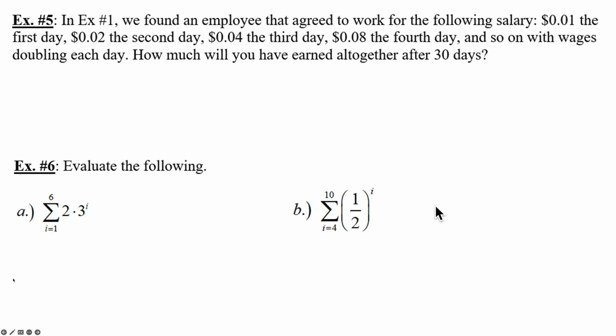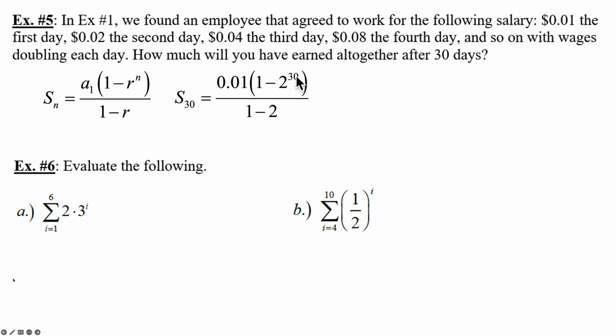Example 5: in example number 1, we found an employee who had an incredible salary setup. So how much will they have totally earned altogether after 30 days? Using our sum formula for a geometric series, a sub 1 is going to be this 1 cent. Our ratio will be 2, and n will be 30 for those 30 days.